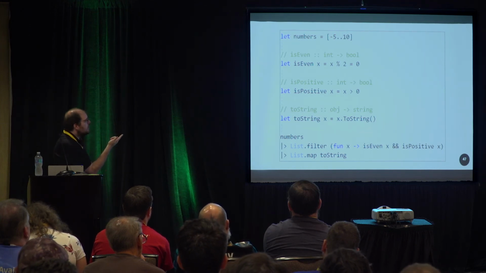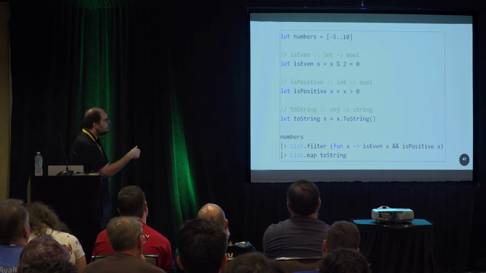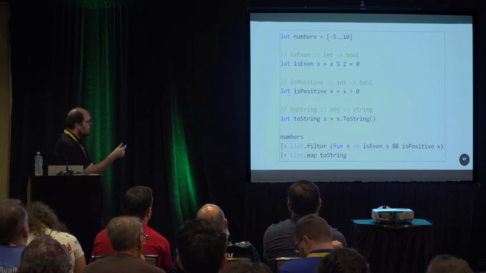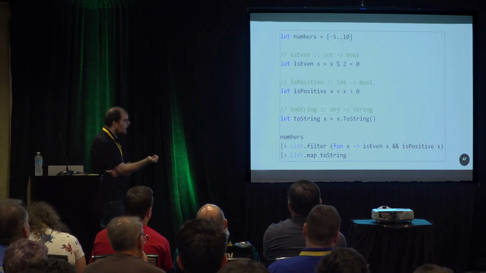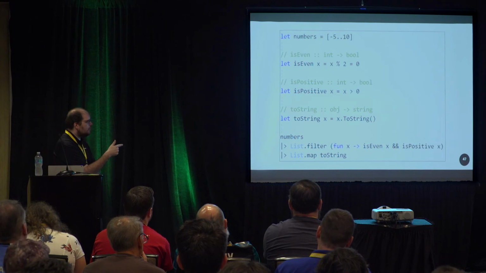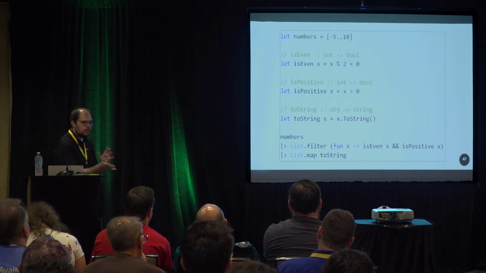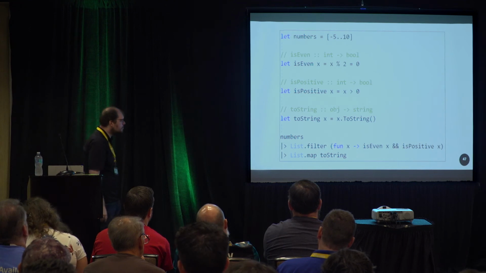But isEven is a function that says if you give me an integer, I return back a bool: if x mod 2 is equal to 0. IsPositive says that if you give me an integer, I'll tell you if it's positive or not. And then toString is this kind of generic thing, which is kind of cool, that says if you give me an object, I'll return you its string version. So far, nothing too terribly crazy.